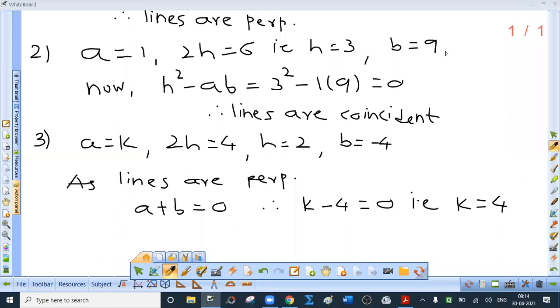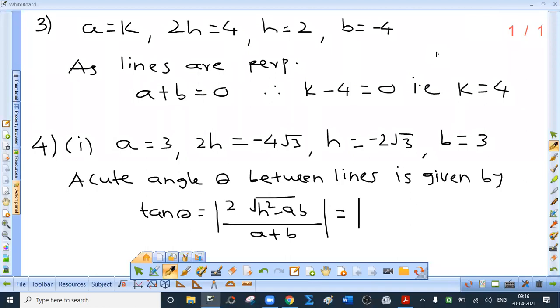Third sum, find the value of k if lines represented by kx square plus 4xy minus 4y square equal to 0 are perpendicular to each other. Now do not write this directly. In exam you have to say comparing given equation with and so on. Actually there is no need to find the value of h because as lines are perpendicular, a plus b equal to 0. We do not need h. So here k minus 4 equal to 0, that is k equal to 4.